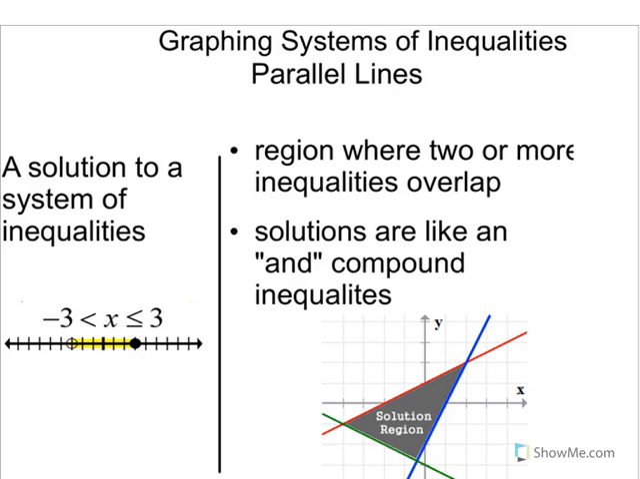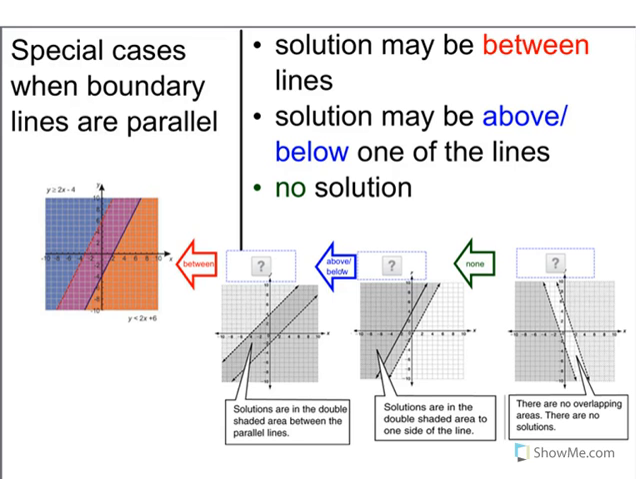It's not just a point. Solutions are going to be like compound "and" inequalities. It's where, again, they overlap, where those sections meet. There are special cases when the boundary line is parallel. The solutions may be between the lines. The solutions could also be above or below the lines. Just be aware of that. There are also cases where there's no solution, and that's where there's no overlapping.